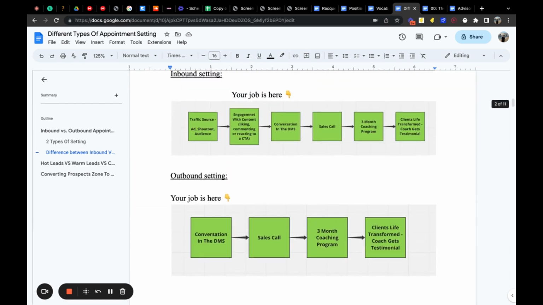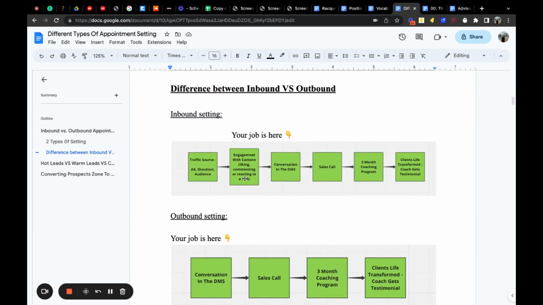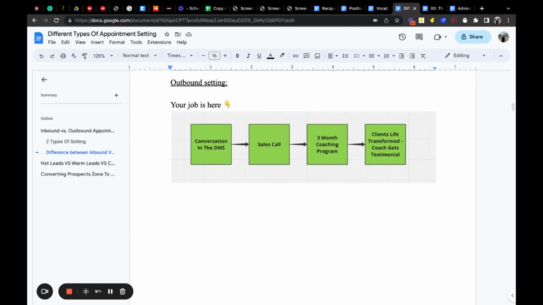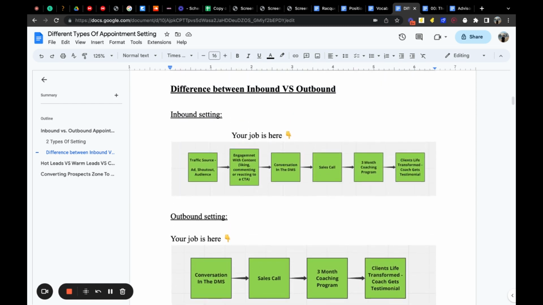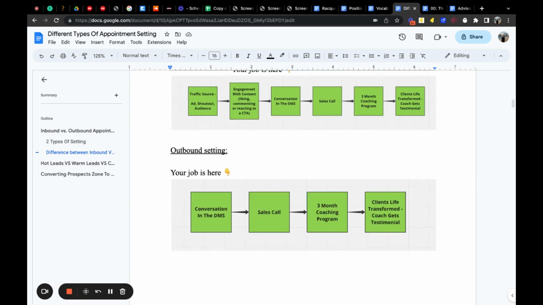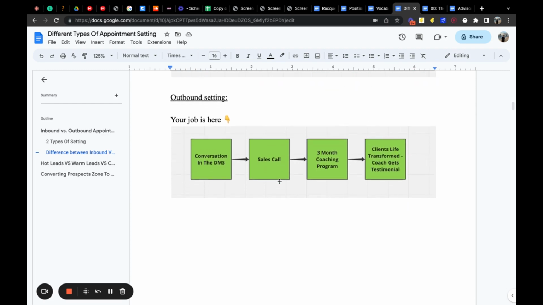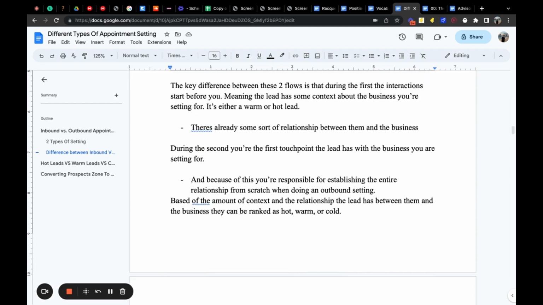Because if they're an inbound lead, they might have watched an hour of content, maybe 5 hours, maybe 10 hours of content from your business. So they already have context and some sort of relationship in their mind. For example, you watch YouTubers, and it's almost like you know those YouTubers, even though they have no idea who you are. It's the same thing with these leads. They kind of know who the business is before even starting the interaction, which is completely different with outbound setting, because you're the first interaction they have.